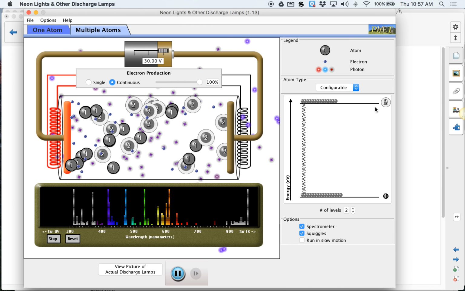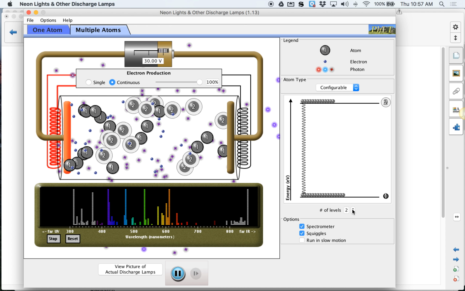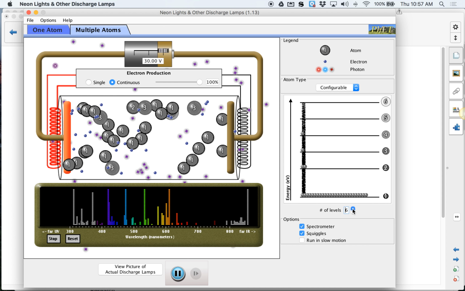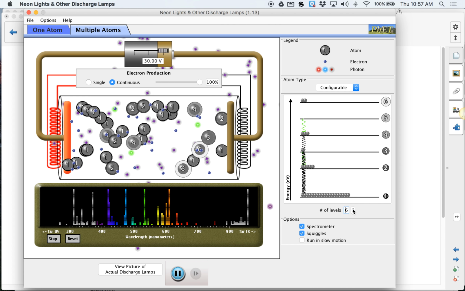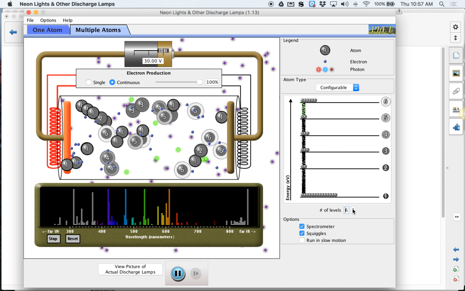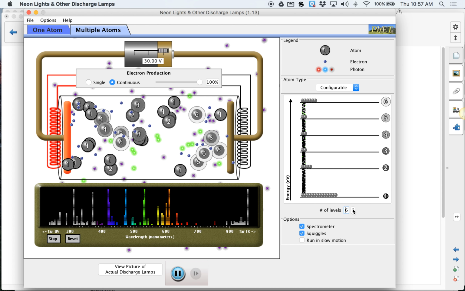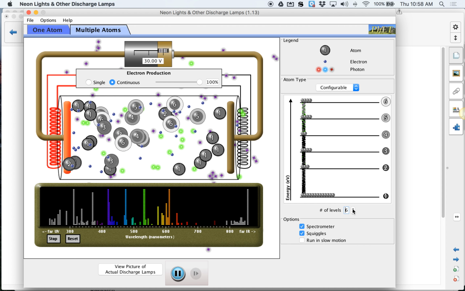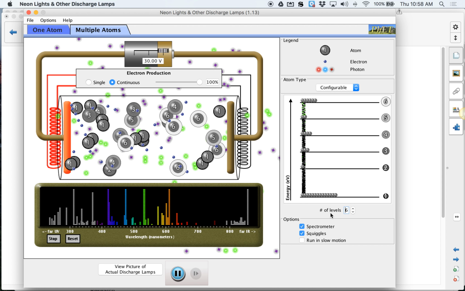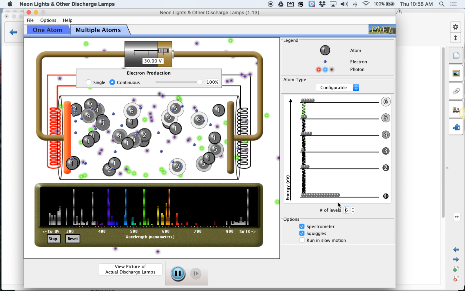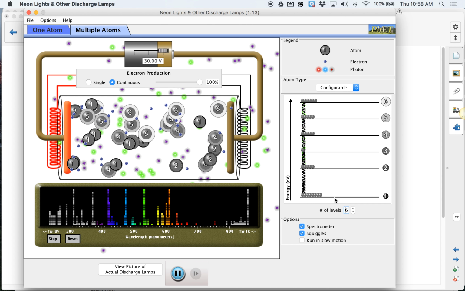Okay? And here you can actually put all sorts of different energy levels. Oh, it only lets you go to 6, but you can play with those. So you can figure out what types of light are given off based on all those different gaps. You'd have to move those around and let it run, and I don't want to do that.